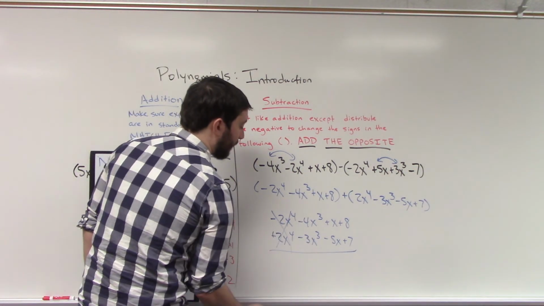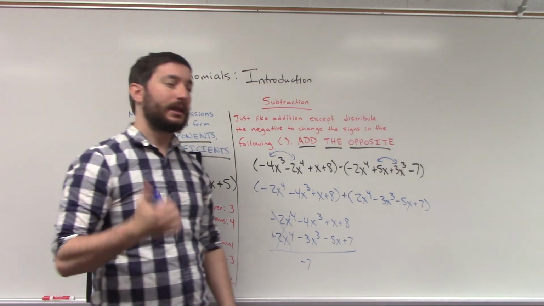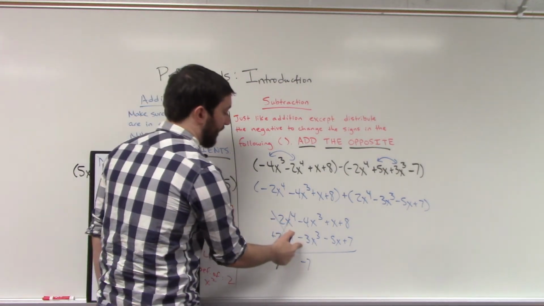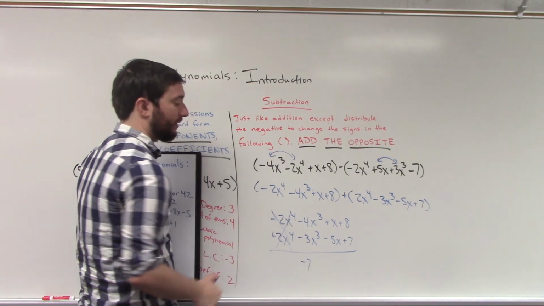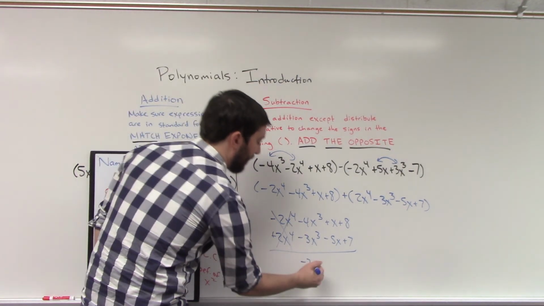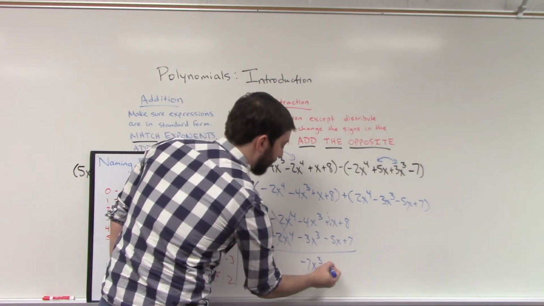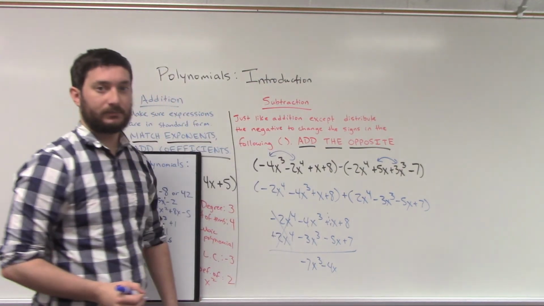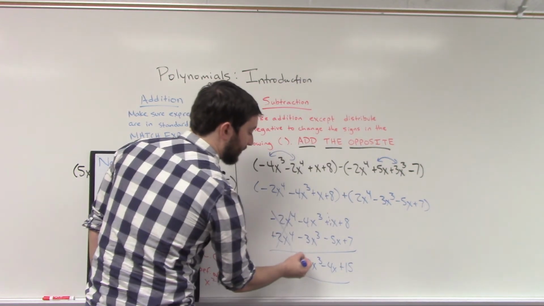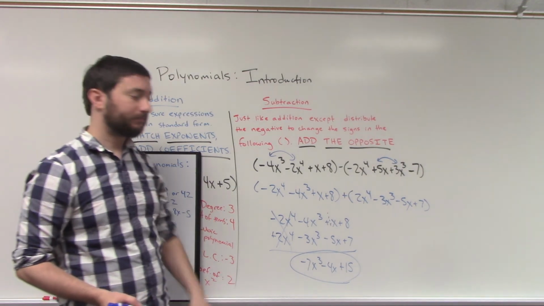Instead, we'll have negative 4 minus 3, which is negative 7. Be careful. That's not a positive 7. That only happens if we're multiplying with our negative times a negative. In this case, we have a negative minus a negative, not negative times negative. That should be a bigger negative. That would be x cubed. 1 minus 5, negative 4, x. And we have a positive 15 at the end. This is the result of what happens when we simplify by subtraction.